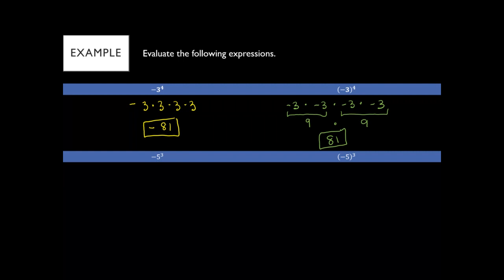Now, bottom left here, I've got -5 to the 3. So that negative is not in parentheses, it's not included. So this is 5 to the 3rd power, and then we have that negative in front. So 5 to the 3rd power is 125 when you do that on your calculator. And then we have a negative. So this is going to give us a -125, sorry.